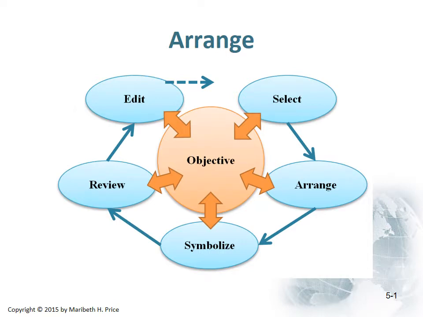So we're going to transition again out of selection processes into the arrangement. So we're going to be looking at how we place different features, different objects on the map surface, how they interact with each other, how we can change the perception of the map user and the audience by subtle little tweaks to the positioning and arrangement of things on the map.